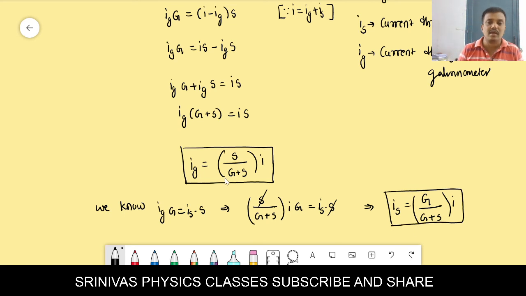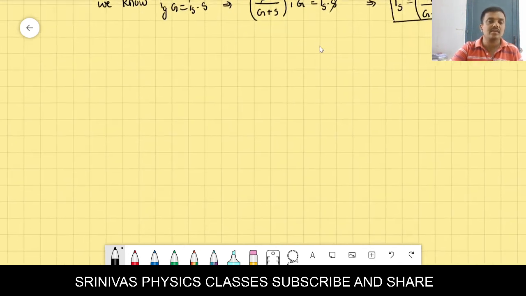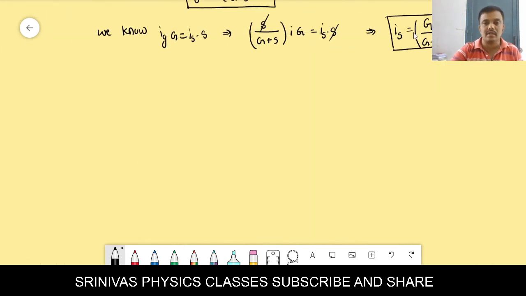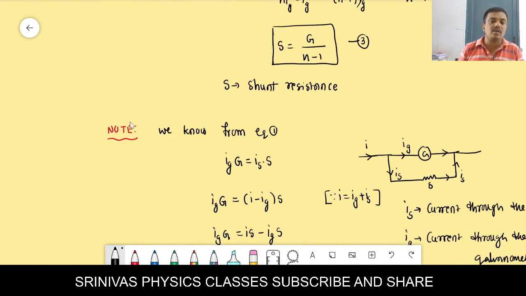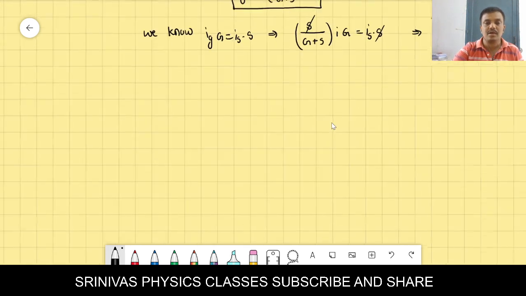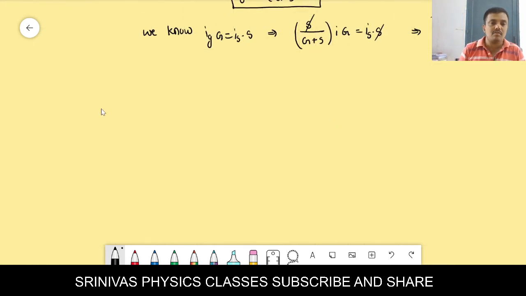This is the formula for the current through the galvanometer. This is the first point in the note, where I am writing the formulas for the current through the galvanometer and the current through the shunt resistance. Next, I want the effective resistance of the galvanometer after converting it into an ammeter.